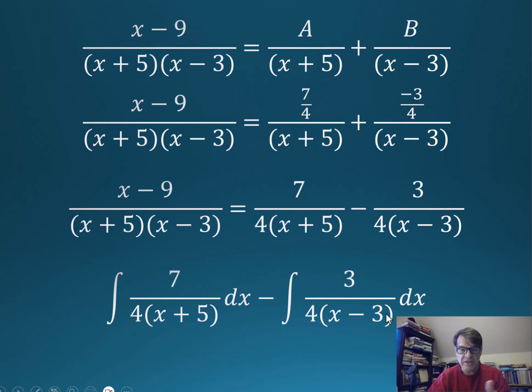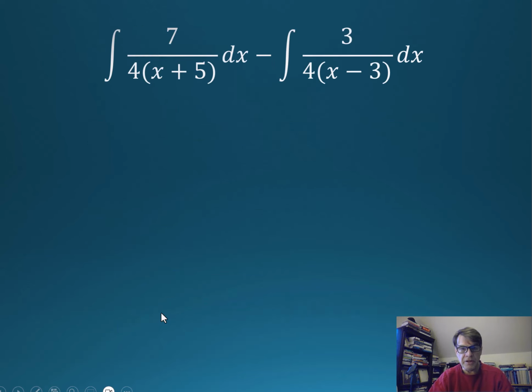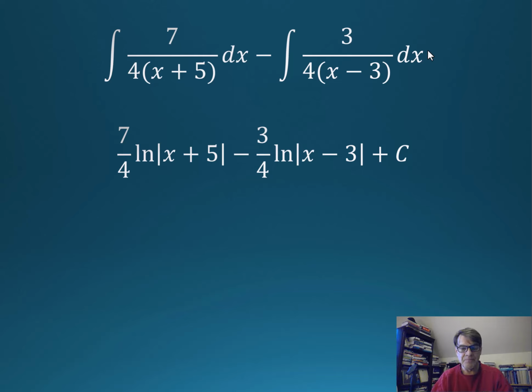And this is fairly simple to solve for because the integral of 1 over something is the natural log of that thing, divided by the derivative. And the derivative of the x is going to be 1, so it disappears. So basically what we end up with, there it is, the integral of that is going to be 7/4 the natural log of x plus 5 minus 3/4 the natural log of x minus 3. In other words, it's going to be that. And you could stop there, I suppose.